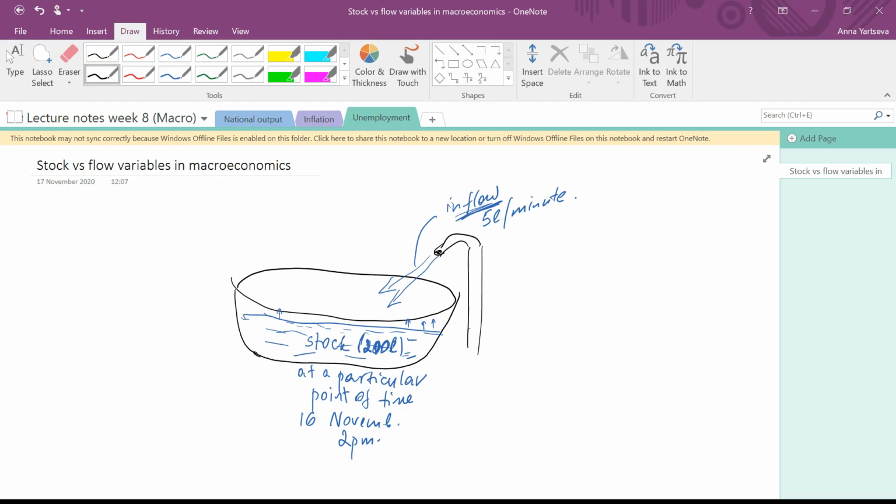Apart from this, let's imagine that there is a leak from this bath, and there is some water outflow away from this bath.